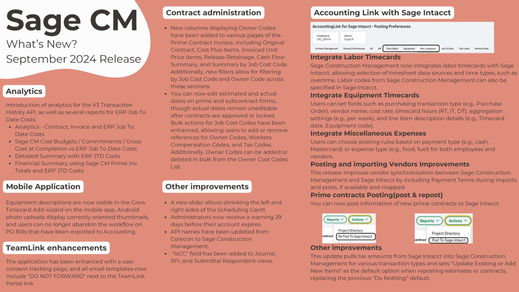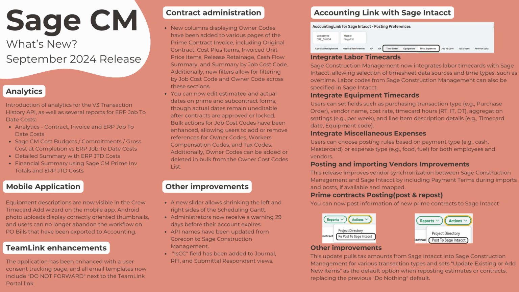And you can do this not just in the Prime Contract Invoice, but in all of the ones listed above, which includes the cost plus items, invoiced unit price items, release retainage, cash flow summary, and summary by job cost code, as well as the original contract items.